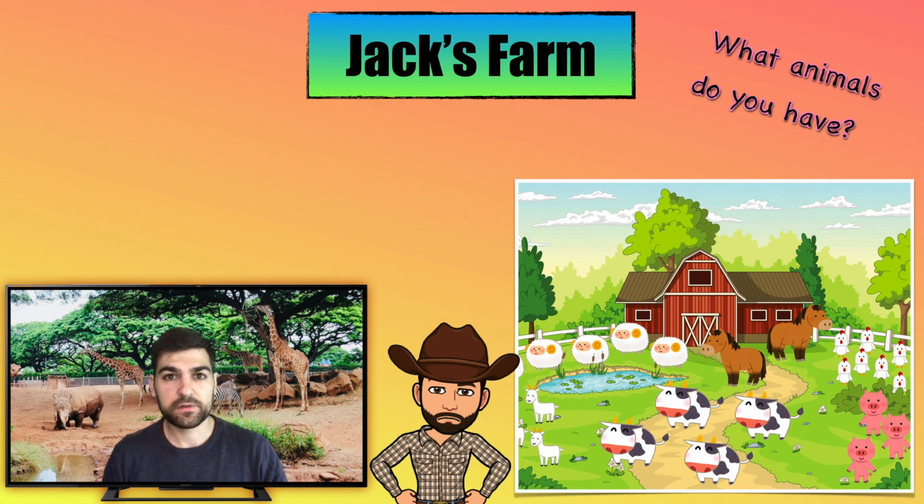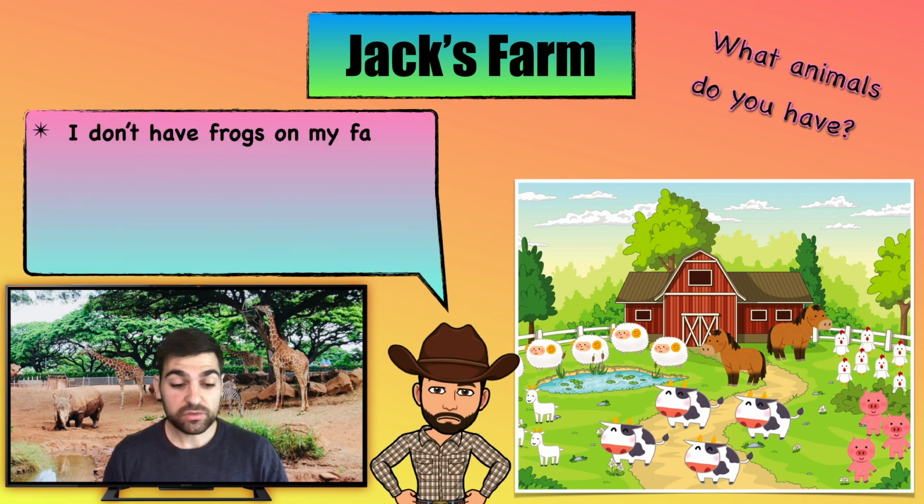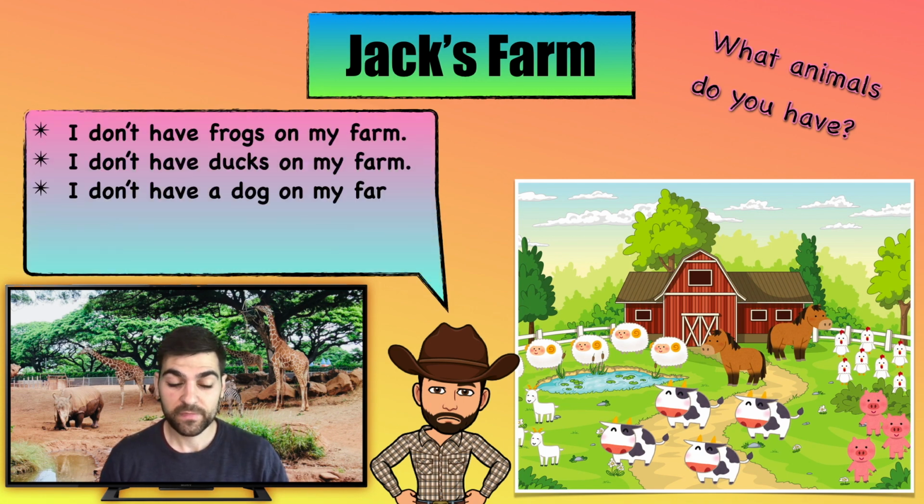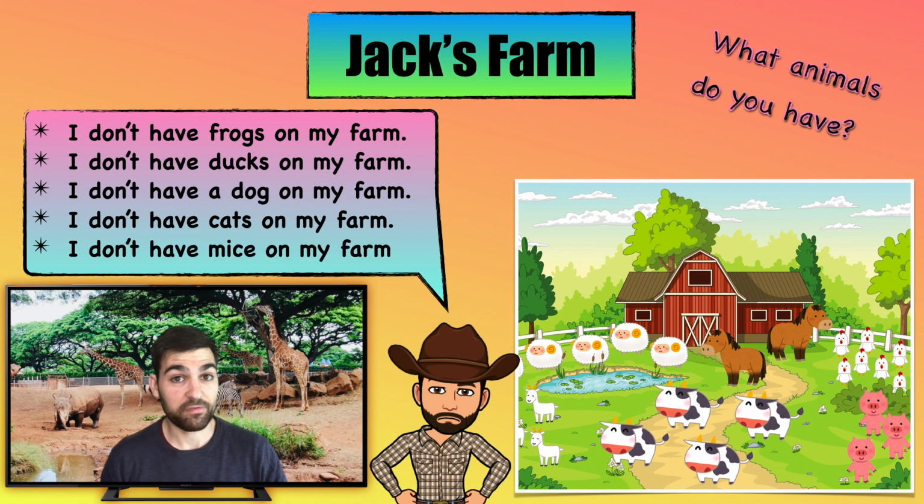Then we asked Jack about the other animals that we learned. And he said, I don't have frogs on my farm. I don't have ducks on my farm. I don't have a dog on my farm. I don't have cats on my farm. And I don't have mice on my farm. So these were the things that Jack told us about his farm.